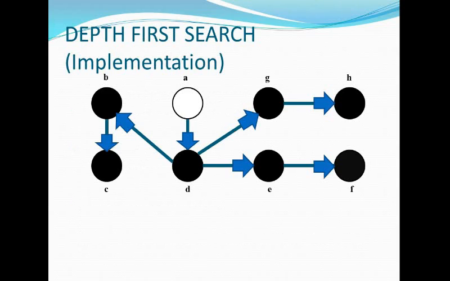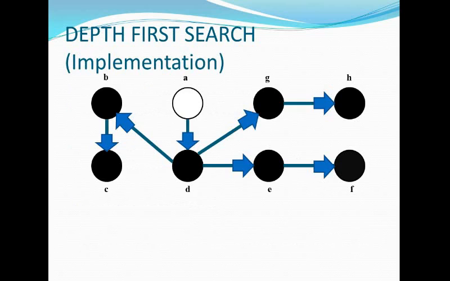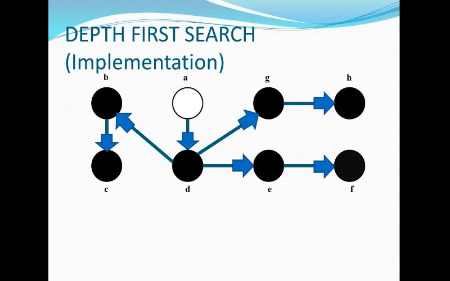At the first instance, we'll visit the parent node of the graph as written in step 1. So right now we are visiting the parent node, which is node A in this case. After that we'll visit the left child node and go ahead up to the last left node. But in this case we have only one child node of the parent node, which is node T, so we'll visit the node T. After that we'll visit the left child node as written in step 2. We'll visit the left child node up to its last left node. So left child node is B, last left node is C.